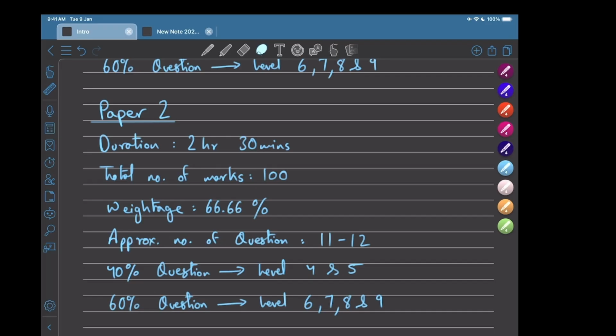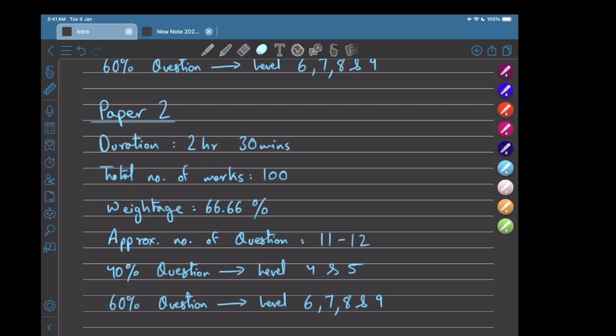Paper 2 is 2 hours and 30 minutes long. The total marks awarded from this paper is 100. The weightage is 66.66%, and approximately there are 11 to 12 questions on average. The grade distribution I've explained earlier.